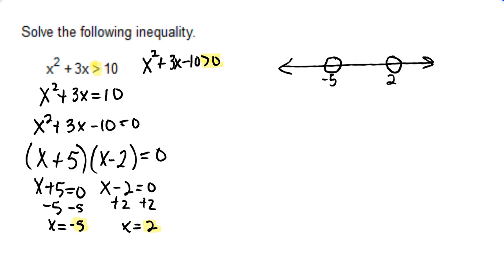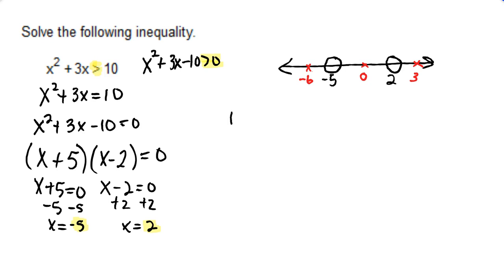Now what we need to do is test each one of these intervals to see which of those intervals will make our inequality true. So I'll choose a test point in each interval. I can use a test point of -6 in the leftmost interval, a test point of 0 in the middle interval, and a test point of 3 in the right interval.